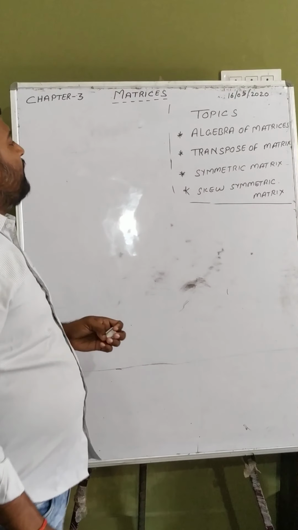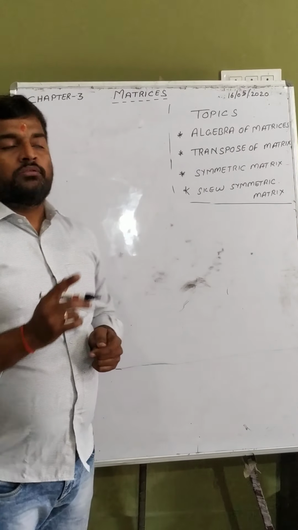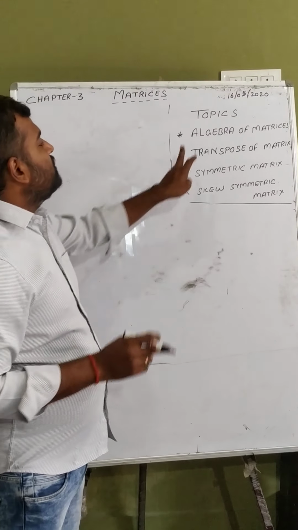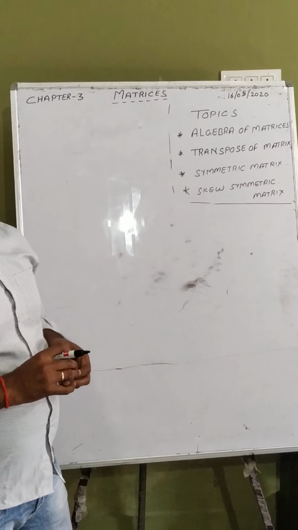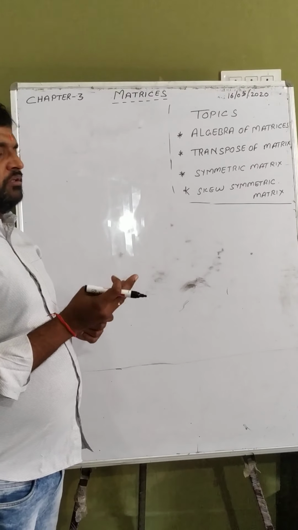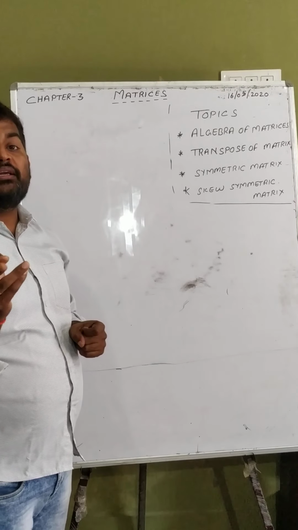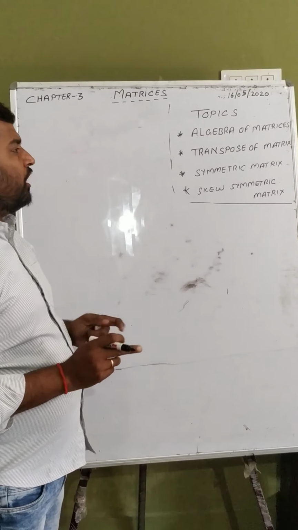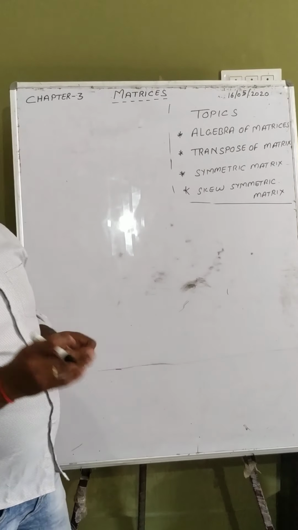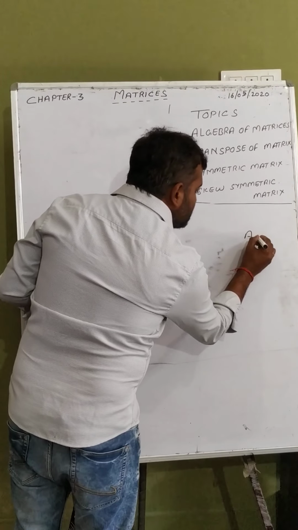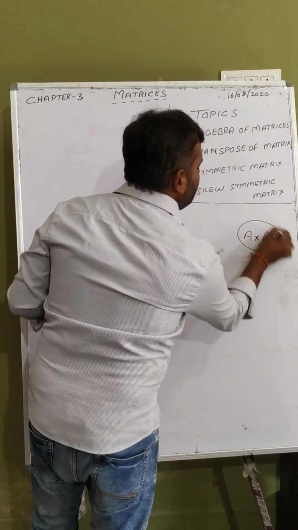Now, till now what have we discussed in this video? The algebra of matrices: addition, subtraction and multiplication of a matrix by a scalar quantity. Now a genuine question arises: what will happen if we multiply a matrix by a matrix? This is a very important question.